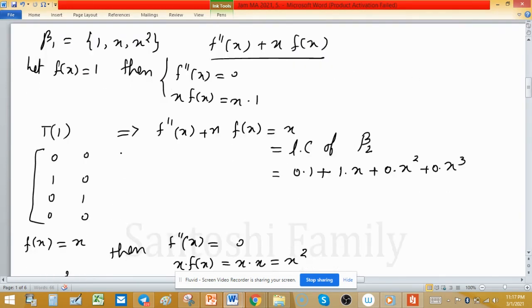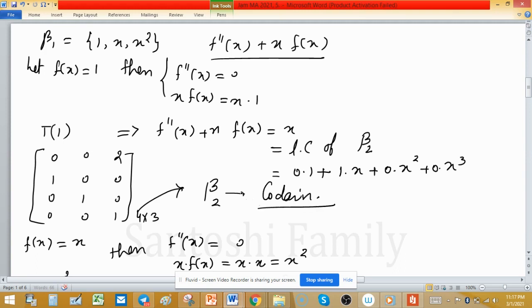2001. This is 2001, meaning 4 by 3, because basis B2 means beta 2 is the basis for the codomain, and this codomain has 4 linearly independent vectors. So rows are 4 and the domain has 3 linearly independent vectors, so 3 columns. The structure of this is T beta from beta 1 to beta 2, meaning the matrix representation of T.